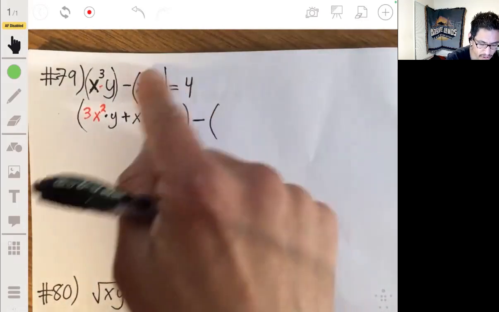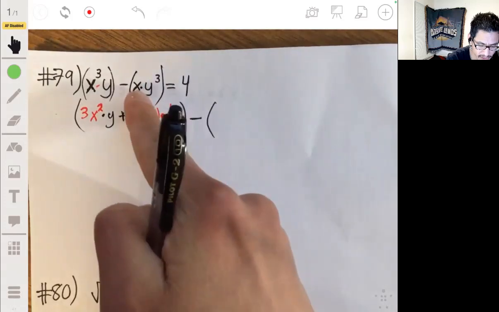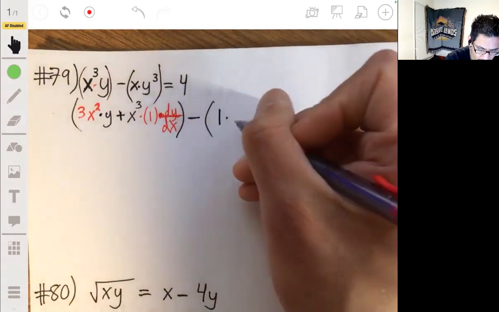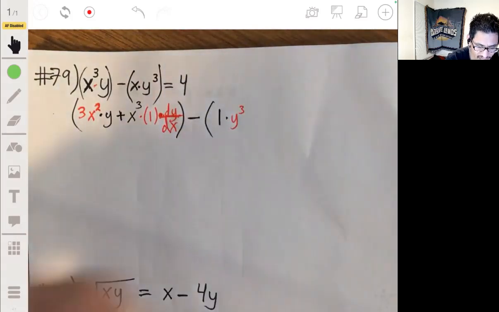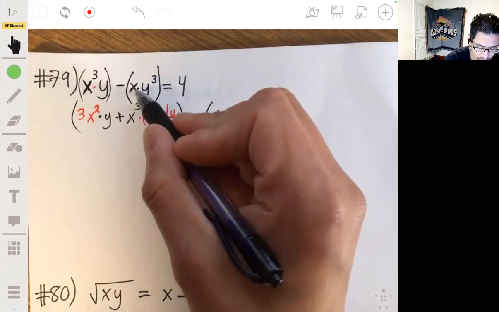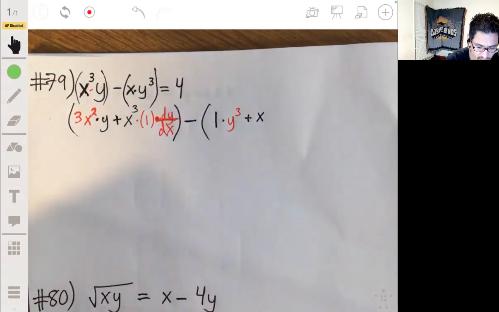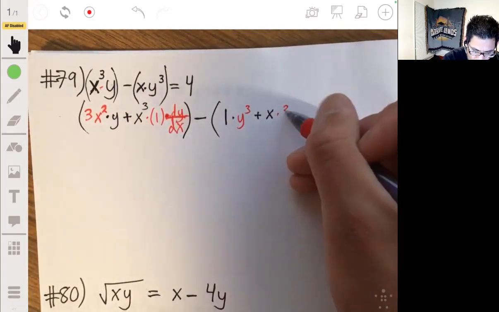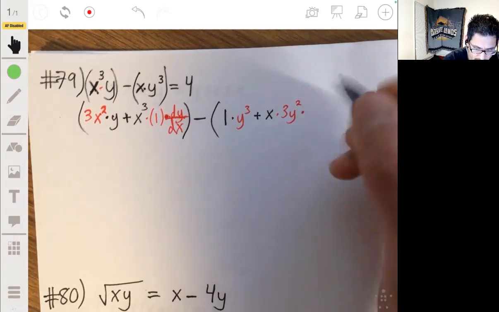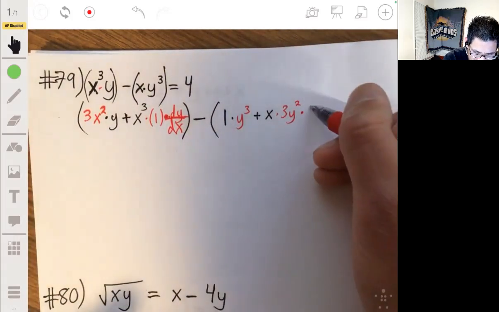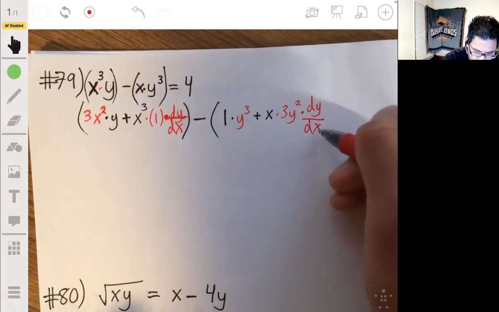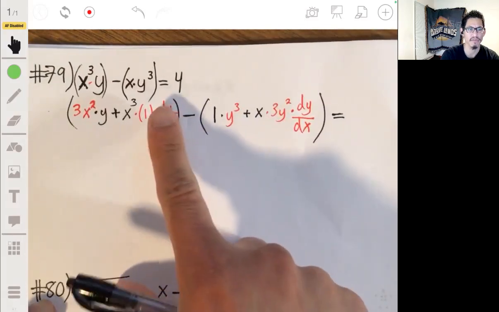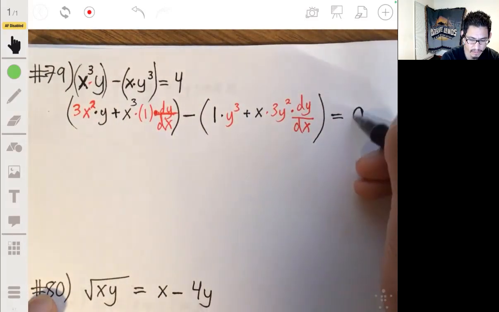And again, we have the product rule again. Take the derivative of x first, which is just 1 times y cubed plus, this time hold the x constant, multiplied by the derivative of y cubed, which will be 3y squared, times dy/dx. That'll be equal to the derivative of 4, which will just be 0.